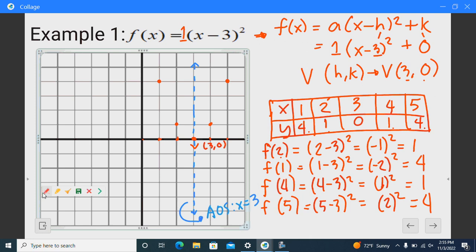So these points are already enough to make the parabola. So we'll connect the points to make a parabola. Therefore, we have this graph, the parabola. Okay, you can pause this video and study. But now let's go to example number 2.